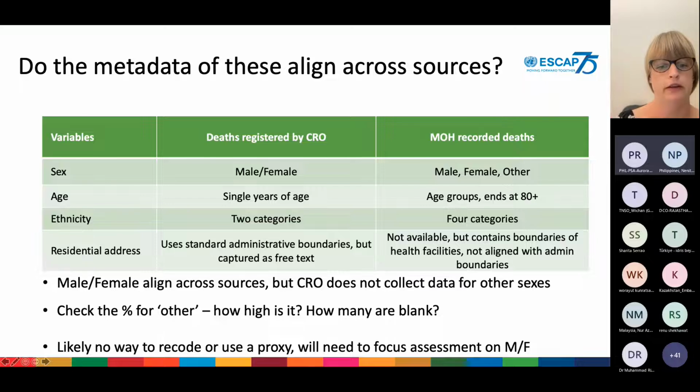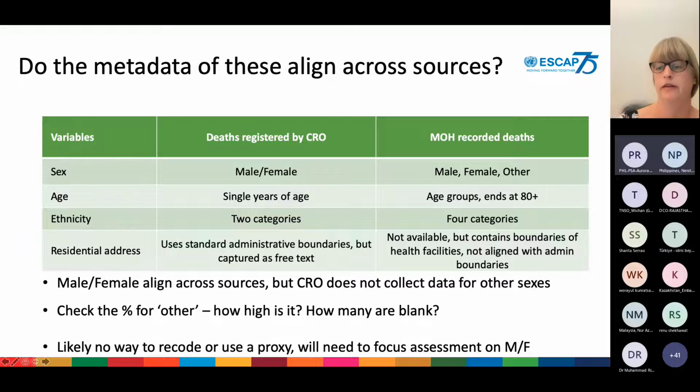Looking at just sex, male and female don't exactly align across sources because the Ministry of Health has an other category. One of the things we might want to ask is, is the other category really other, such as intersex or someone who doesn't identify as male or female? Or is it a category for when they didn't know, or didn't have the data, or it was a typo and they entered it in there somehow? So what other means is the first thing we want to understand.